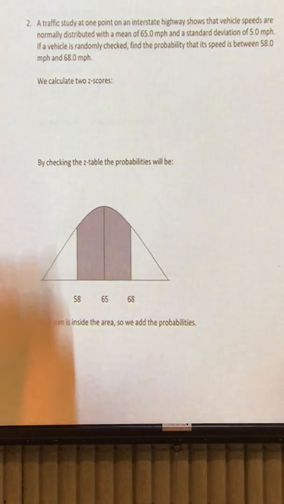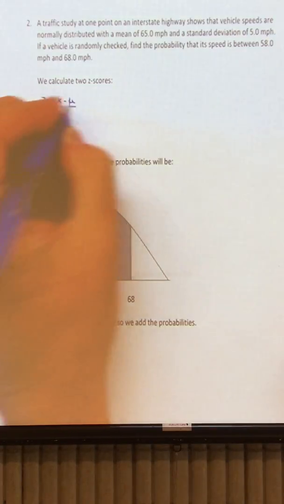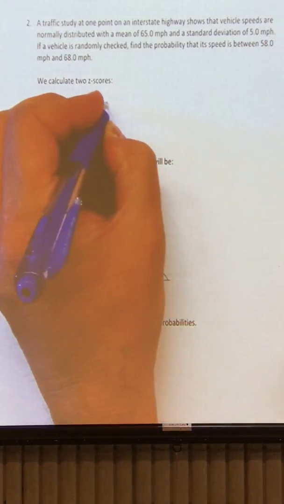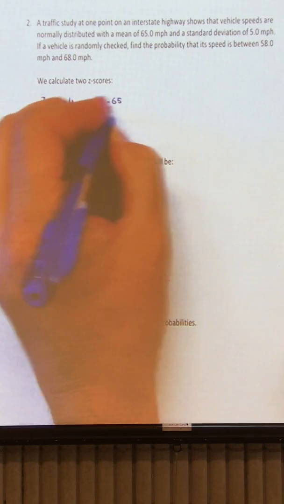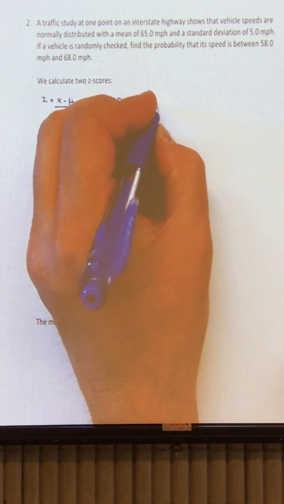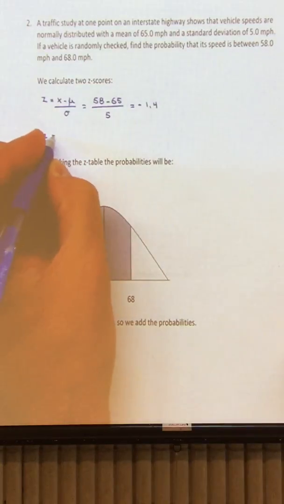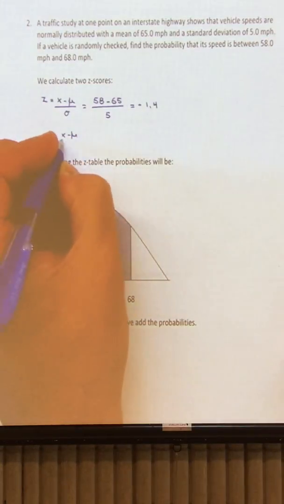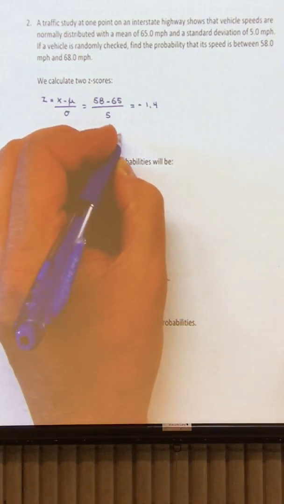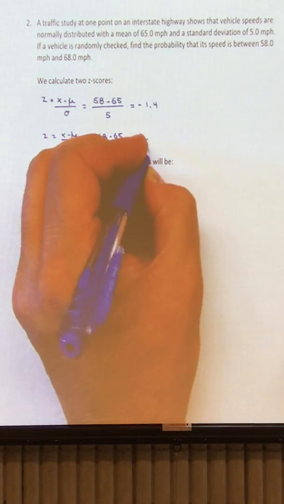The first z-score, I'm going to write the formula one more time: X minus mu over sigma. X is 58 minus the mean, which is 65, over the standard deviation, which is 5. This is negative 1.4. And for the second z-score between 65 and 68, 68 minus 65 divided by 5, which is going to be positive 0.6.